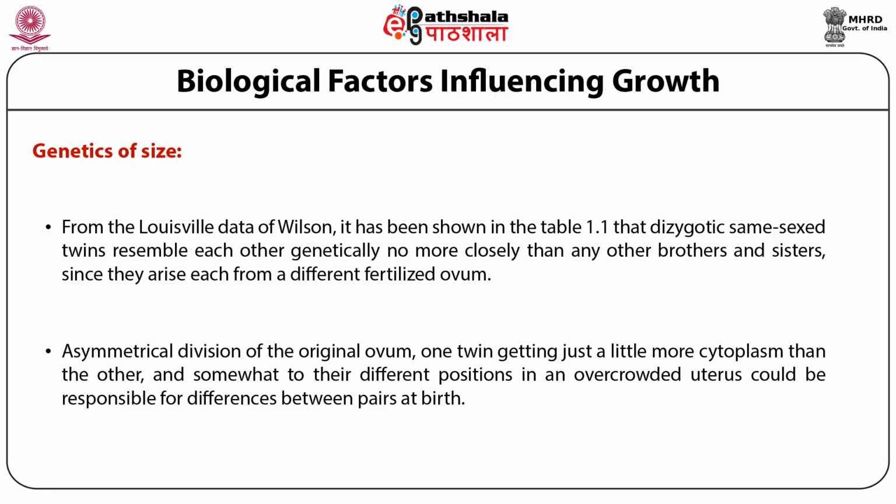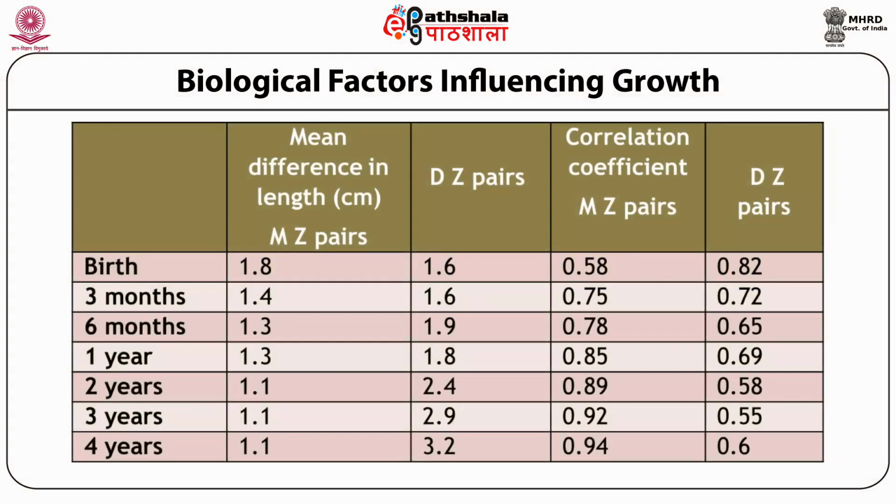The twin who is smaller at birth, even if very little, ordinarily remains smaller throughout life. But if the difference in size at birth is large, signifying some real intrauterine distress to the smaller twin, then the differences later are quite large. We can see in the table the mean difference between the length of monozygotic twin pairs and the same-sex dizygotic twin pairs from birth to 4 years and within-pair correlation coefficient.